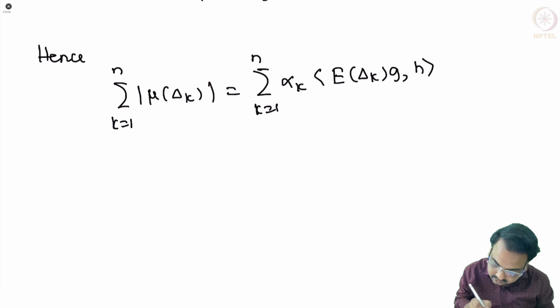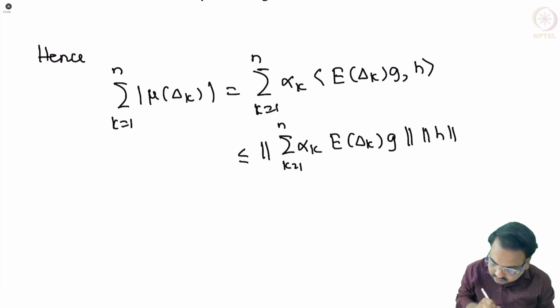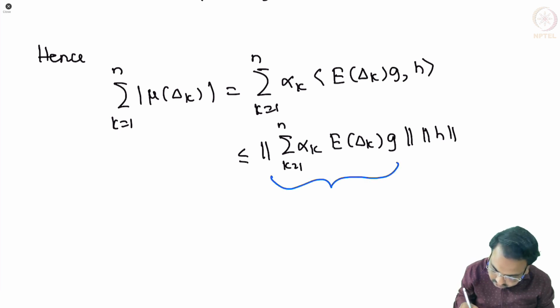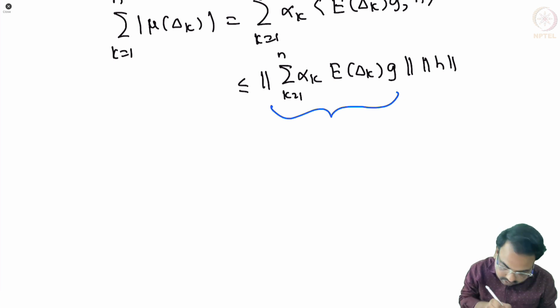Okay, now this is less than or equal to norm of summation k equal to 1 to n alpha k E of delta k G into norm H. Now if we are able to show that this part is less than or equal to norm G, then we are done.